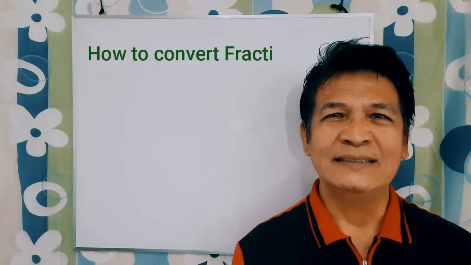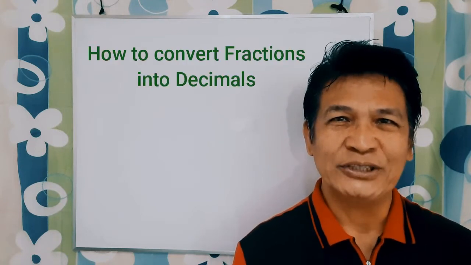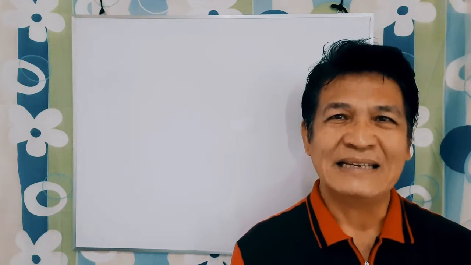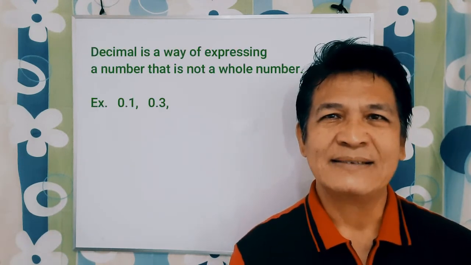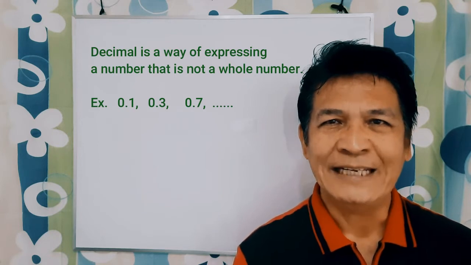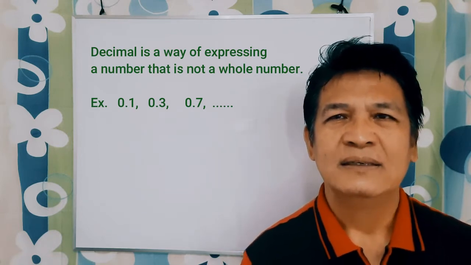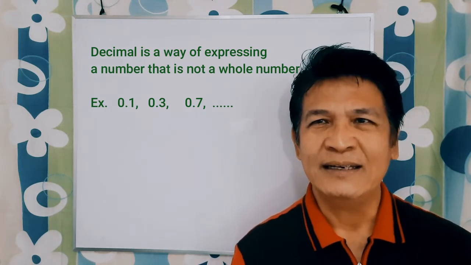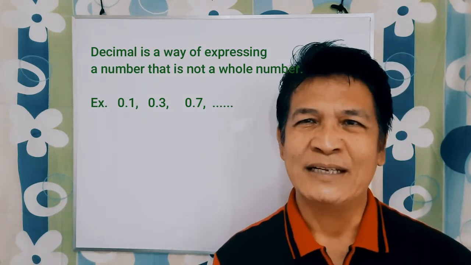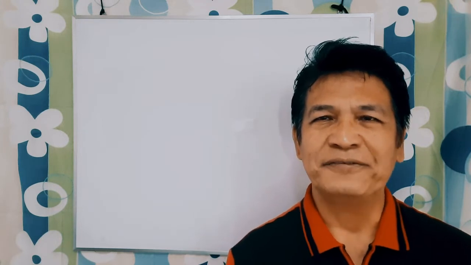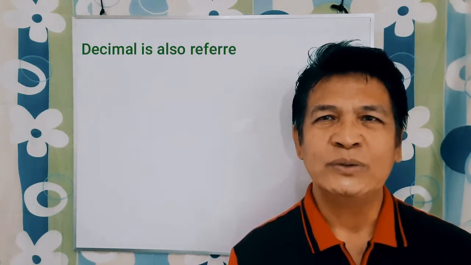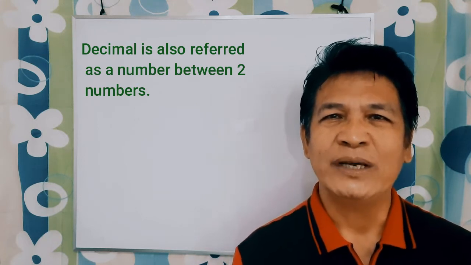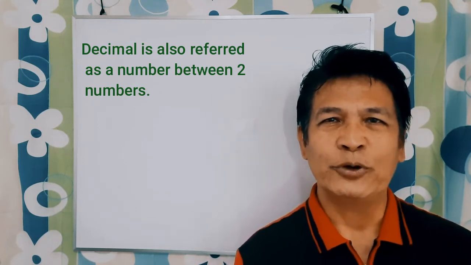Today our lesson is how to convert a fraction into a decimal number. But first, what is a decimal? A decimal is a way of expressing a number that is not whole. For example, 0.1, 0.3, 0.7, and so on and so forth. Also, a decimal is referred to as a number between two numbers. An example is 1.2, which is in between 1.1 and 1.3.